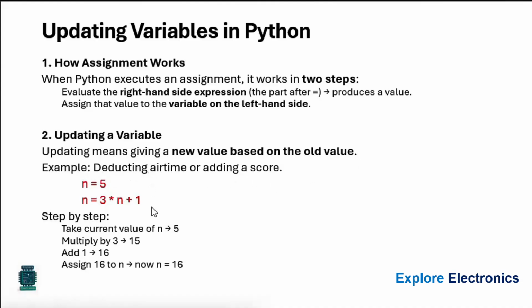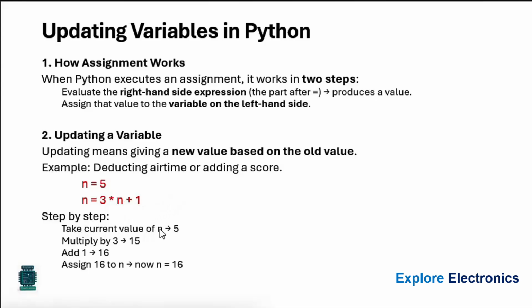Example, here we have taken one variable named n. We are updating the same variable. n is equal to 5 initially. This is the initial value, and I am updating that variable: n is equal to 3 into n plus 1. Again here, n is 5, and 3 into 5 is 15, plus 1, it will give the result as 16.